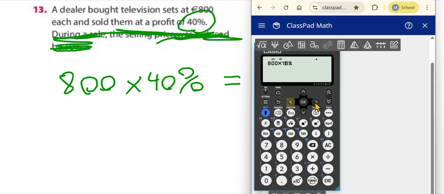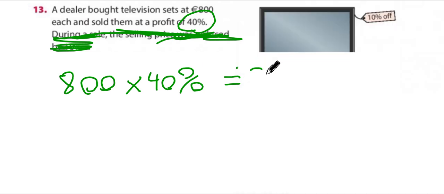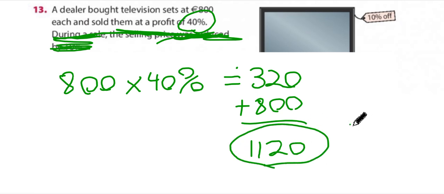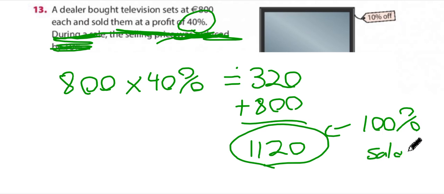Anybody? Well, not 2,000 yet, surely. Extra £320. So I'm going to sell this €800 TV for an extra €320, which then brings me to a grand total of 1,120. That's what I want to do. This is 100% of the sales price. Would you agree with that? If you want to buy this off me, this TV costs €1,120.